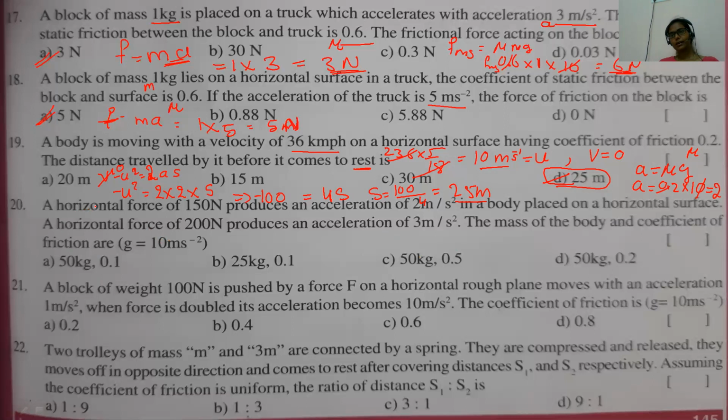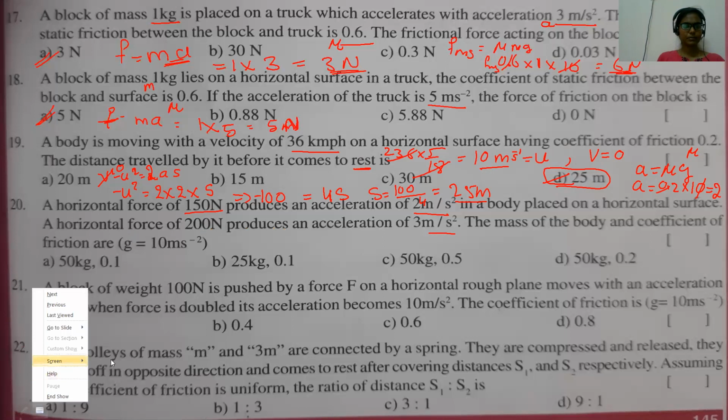Next question. A horizontal force of 150 newtons produces an acceleration of 2 meters per second square in a body placed on a horizontal surface. A horizontal force of 200 newtons produces an acceleration of 3 meters per second square. Then the mass of the body and the coefficient of friction you need to calculate. So definitely the space here is not sufficient. Let us take the screen to solve this.